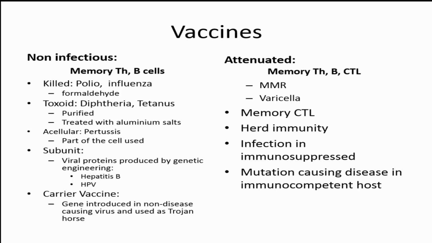The attenuated or live vaccines are something like MMR and varicella, and we have a list. The significant points for the live vaccines are, one, that they help to get memory T and CTL kind of response. They can also help in getting herd immunity.